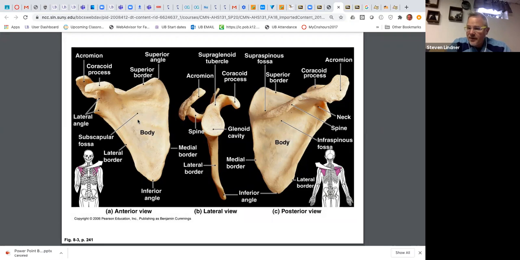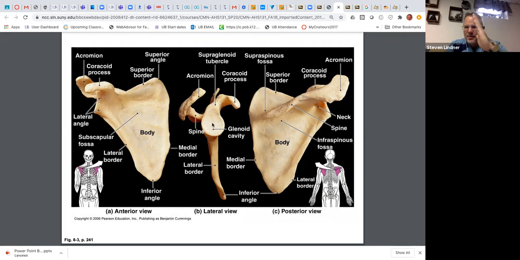Now there's only one fossa left, because the scapula has four fossas. We've already done three: supraspinous fossa, infraspinous fossa, and the subscapular fossa. The last fossa is seen on the lateral aspect, which is here. If we turn it this way, looking at it from the side view, it's called the glenoid fossa or the glenoid cavity, interchangeable. This glenoid cavity or fossa is pretty shallow.